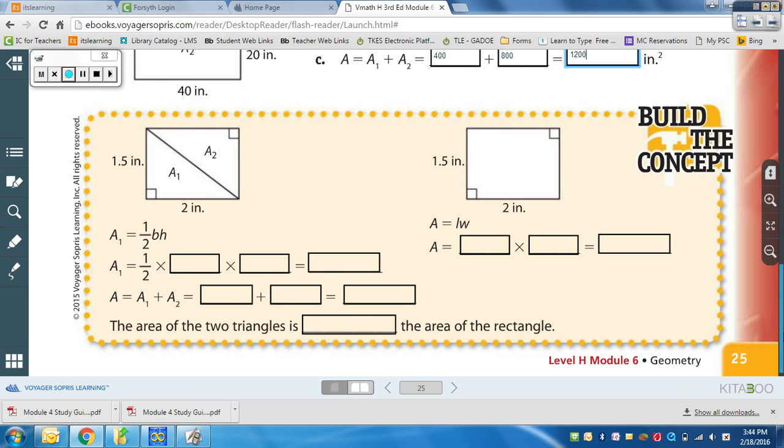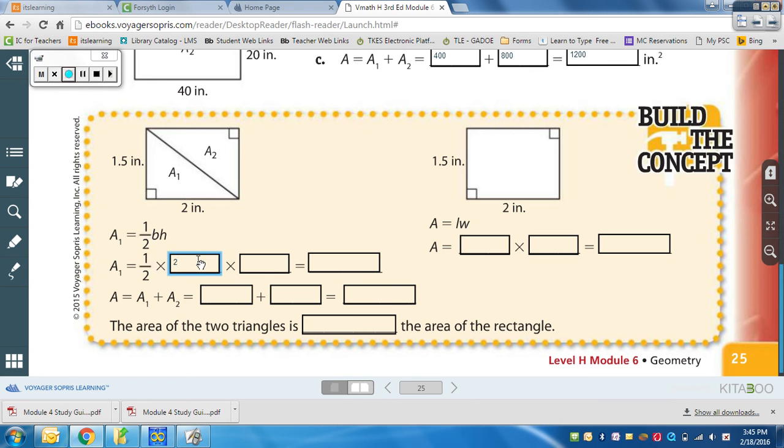Okay. The rectangle shown at the left is divided into what two shapes? It's divided into two triangles, two right triangles to be exact. To find the area of the rectangle, find the area of each triangle and add them together. What are the base and height of the triangle with area A1? Well, we know that the base is 2. We know that the height is 1.5.